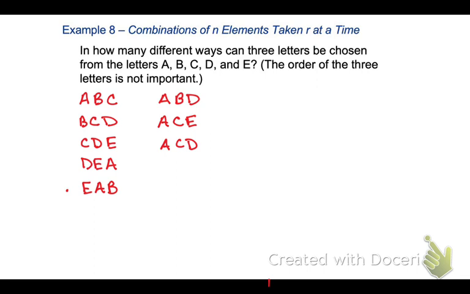I think we have all the A's. Do we have all the B's? No. B, C, D. Do we have B, D, E? No. B, D, E.